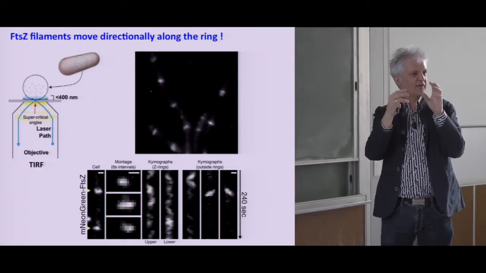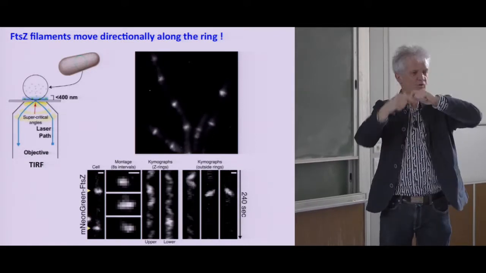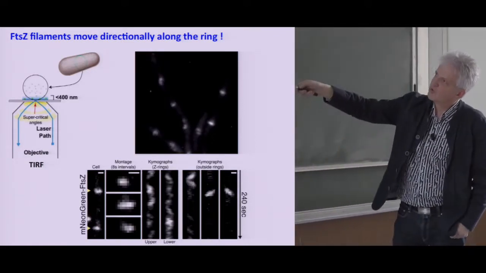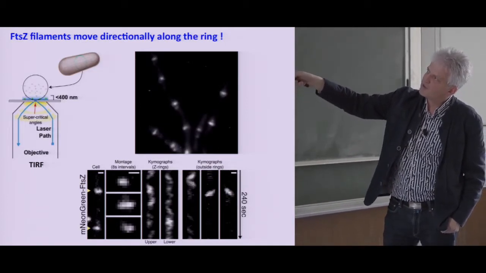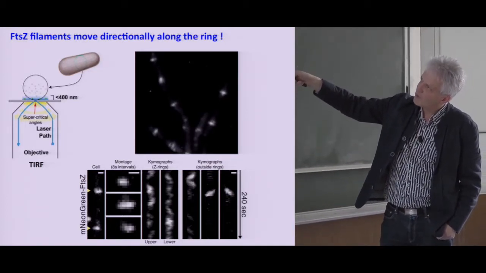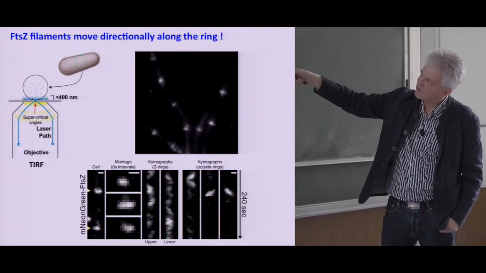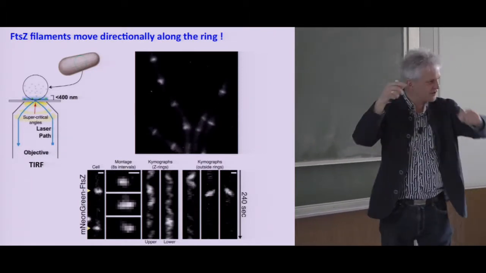bacterium. They're not a static object, but they move. This was measured with TIRF microscopy, so you take these bacteria and you measure only the bottom part, and then you can see through your field of view in TIRF that this machinery is passing by through your optical field.